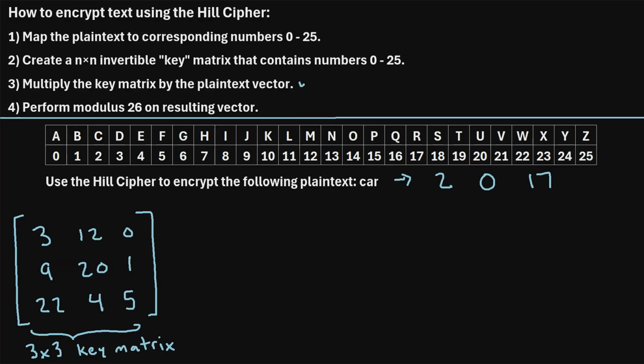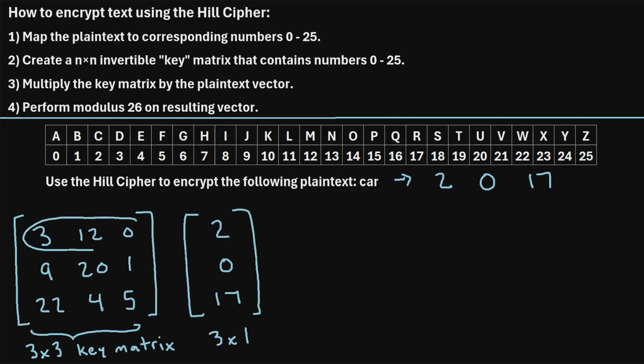Step 3 says multiply the key matrix by the plain text vector. So we're going to use these values to create a vector. So let's go ahead and create that vector, 2, 0, 17. So we'll notice that this vector has 3 rows and 1 column. So to multiply this matrix by this vector, we're first going to take this first row and multiply it by the corresponding column values right here.